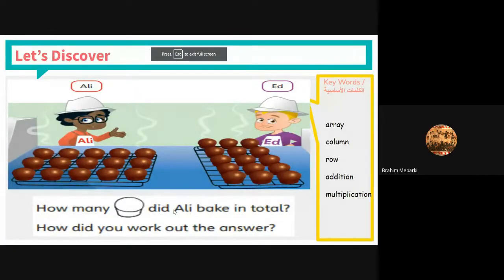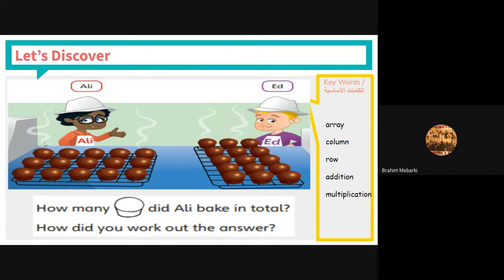So Ali baked 15 cupcakes in total. Look, the way Ali arranged his cupcakes is in columns and rows. How many columns do we have? 1, 2, 3, 4, 5. How many rows do we have? 1, 2, 3. So 5 times 3, 15. You can double check by counting the total number of cupcakes to find 15.